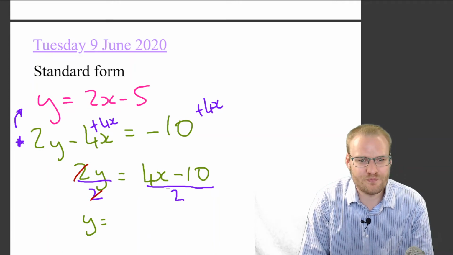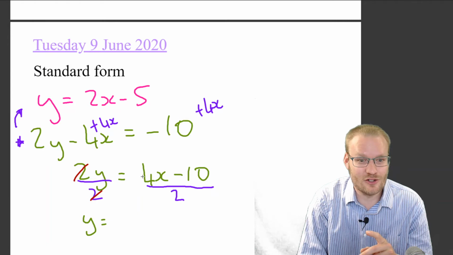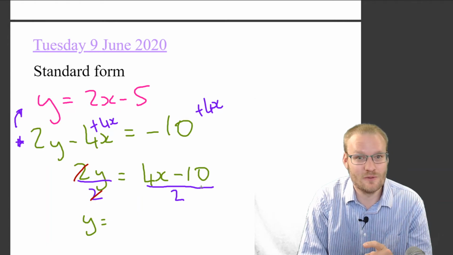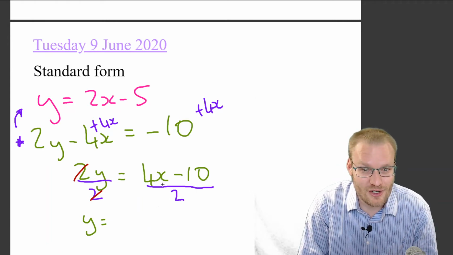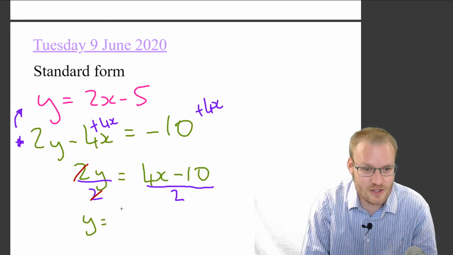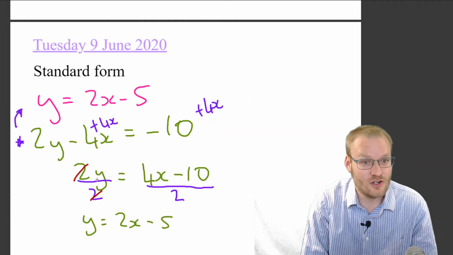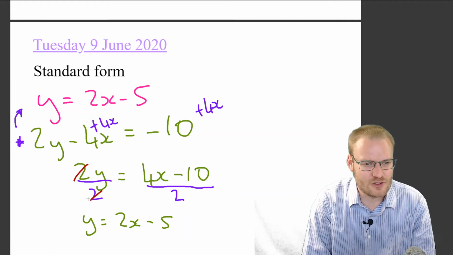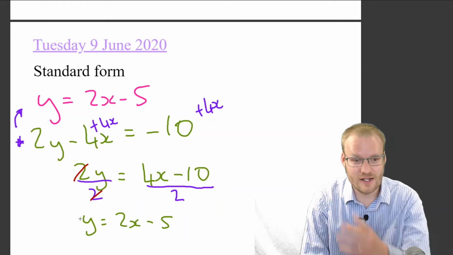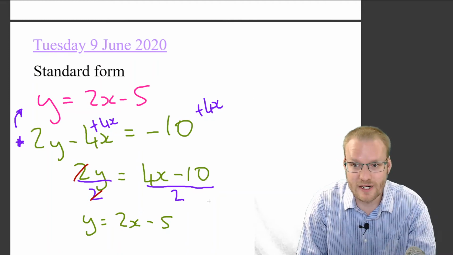Now, are you going to kill a kitten if you just cancel that 4x with that 2? Indeed, you certainly are. So we have to divide both of these terms by 2. So 4x over 2 is 2x, minus 10 over 2 is minus 5. Great stuff. It looks like standard form because it's just y on the left-hand side, and then equals something times x plus or minus something else.